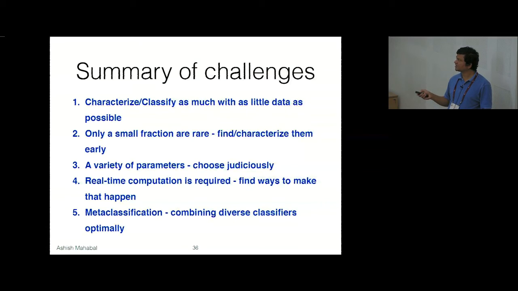Only a small fraction are going to be rare, and finding them quickly and characterizing them early is going to be crucial. There are a huge number of parameters, and choosing out of those for your specific science is going to be very important. Real-time computation is required, and finding ways to make computation faster and to have workflows that allow that to happen, and meta-classification, combining diverse classifiers optimally. I'll stop with that. Thank you, and we'll keep on discussing these, of course.